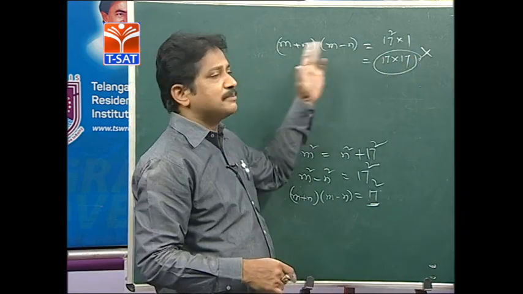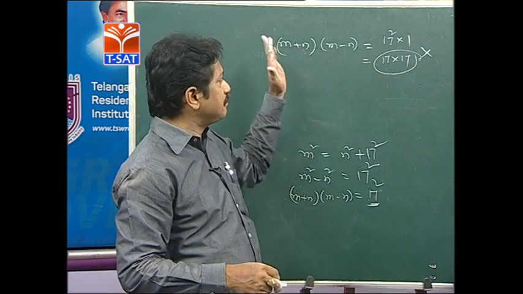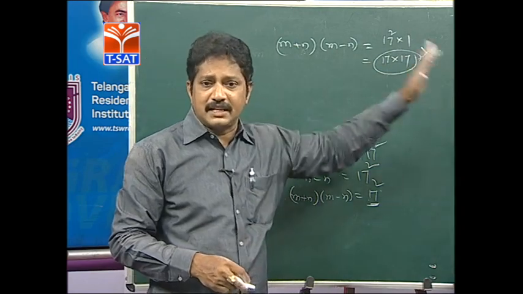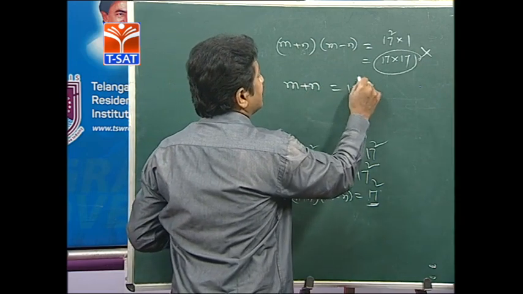When it is not possible, then you can say (m plus n) times (m minus n) equals 17 square times 1. It is very clear m plus n is more than m minus n. When m plus n is more than m minus n, then you can say m plus n is equal to 17 square.